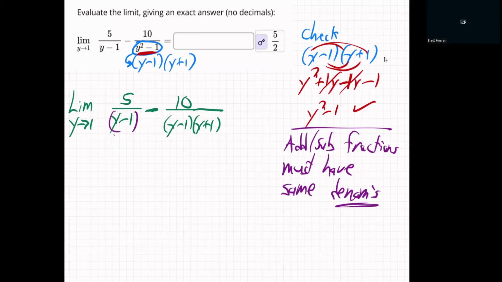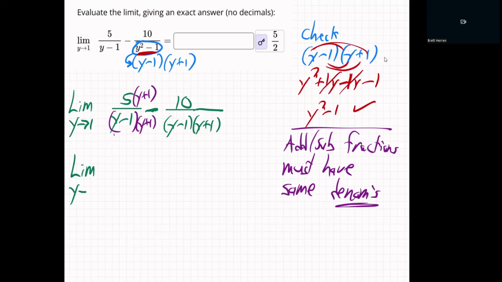I'm going to give it a y plus 1. I'll do it on the other side so it doesn't get in the way as badly. So I'll just stick it in right there, y plus 1. But you also have to do it to the top. Remember, whenever you mess with a fraction, you've got to do the same thing to the top and the bottom so you don't change the value of the fraction. And now this denominator and that denominator are common. They're the same, so we can combine them.